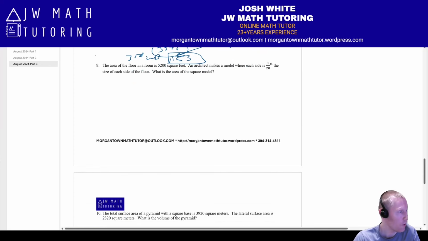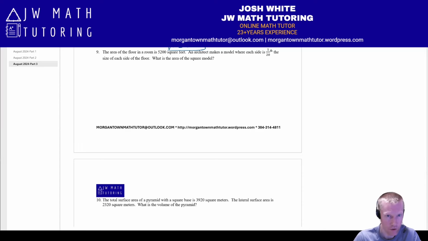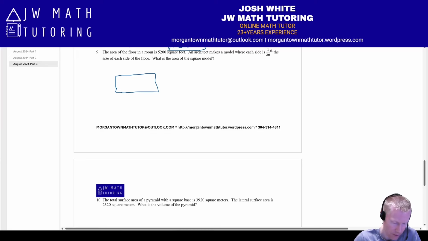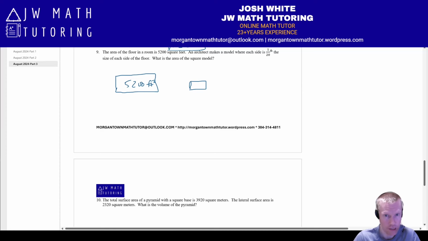All right, next up, question number 9. So we have a room that has an area of 5,200 square feet. I'll just make it rectangular, even though technically we don't have it listed in the question. So total area 5,200 square feet. And an architect makes a model of this where each side is 1/20th the side of each side of the floor. Okay, so it's a smaller model, and basically what's the area of this model?